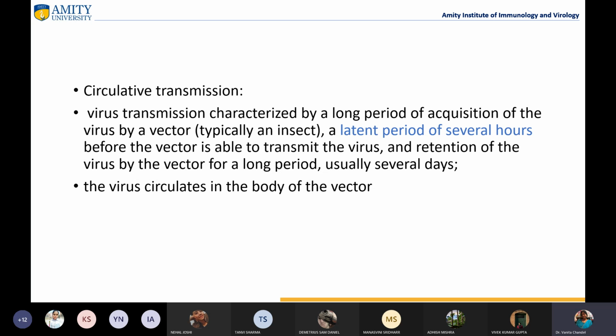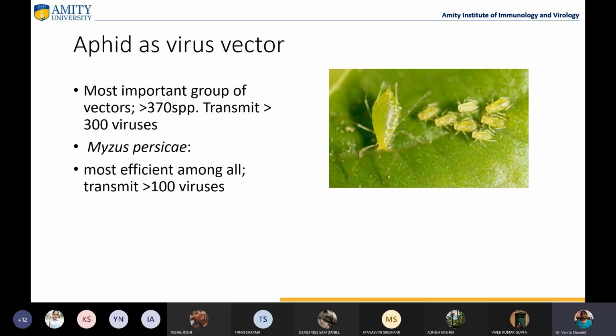So if, immediately after acquiring the virus, it sits and feeds on some plant, it is not going to transmit the virus. It is just feeding, because for virus transmission the latent period of several hours is required. The virus circulates in the body of the vector. Aphid as a vector, as I told you, there are a number of vectors. More than 370 species, transmitting more than 300 viruses. Myzus persicae is just one example. There are a number of species, and Myzus persicae alone transmits more than 100 viruses.